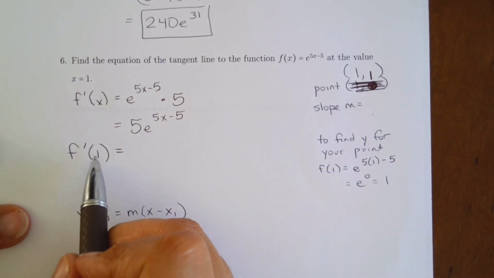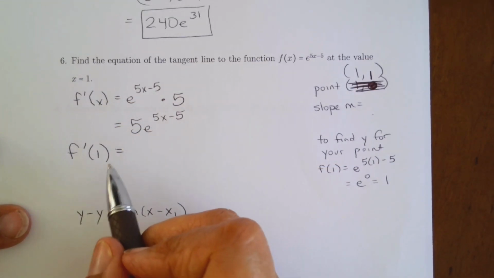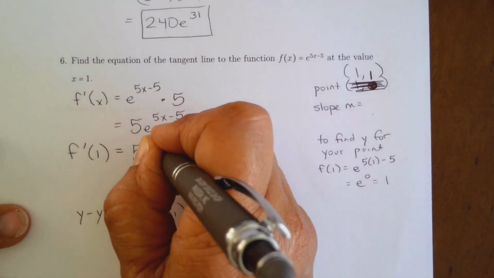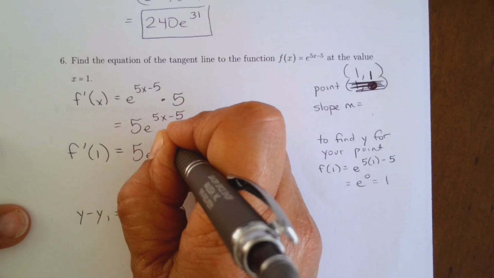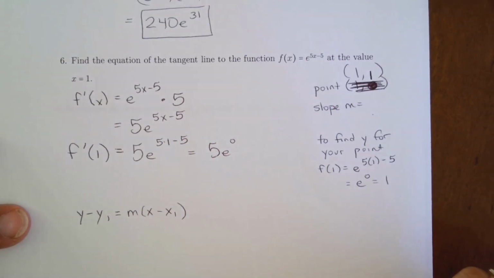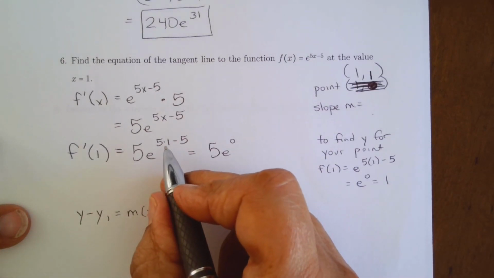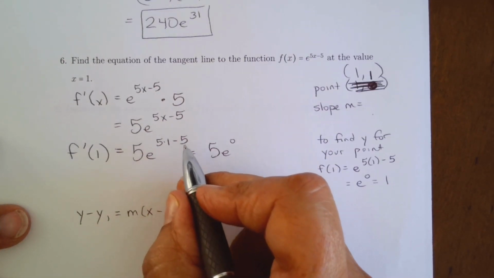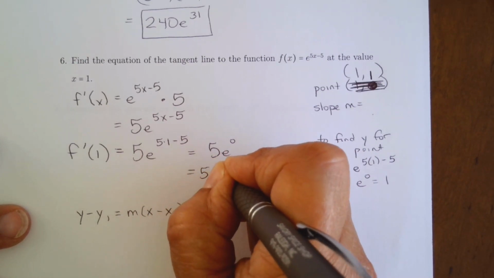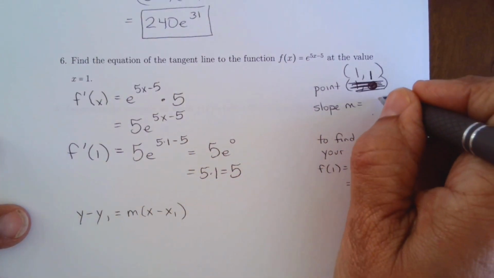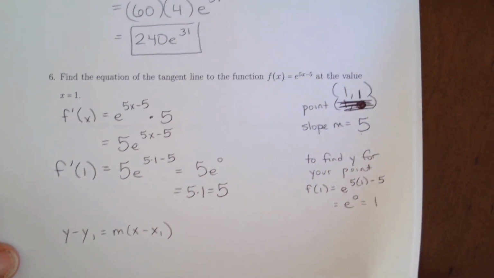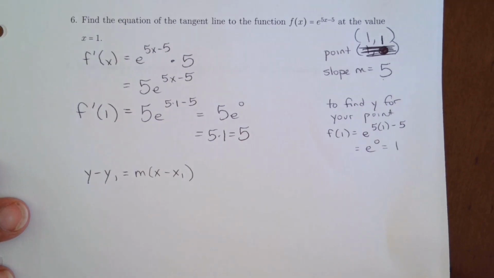Okay, find the slope by plugging in this number into the derivative. So we're going to do 5e to the 5 times 1 minus 5, which is 5e to the 0, right? 5 times 1 is 5. 5 minus 5 is 0. e to the 0 is 1. So 5 times 1 is 5. So there's your slope. Okay, so we did not get that big, huge number like we did in the last problem.